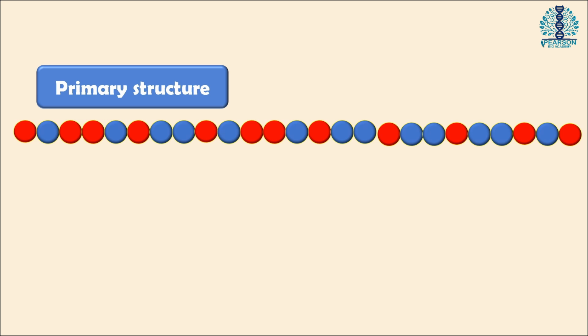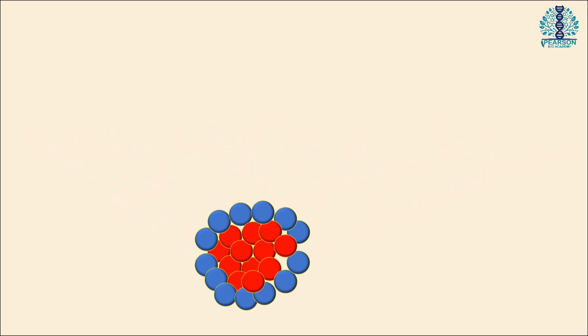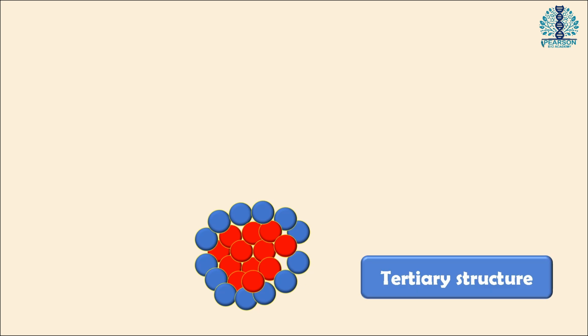However, when the protein folds into its 3D structure, interactions with the aqueous environment come into play. The hydrophilic or blue R groups are positioned on the outer side of the protein, facing the surrounding water, while the hydrophobic R groups, the red ones, are tucked into the core of the protein. This arrangement is crucial for maintaining the protein's stability and proper function.